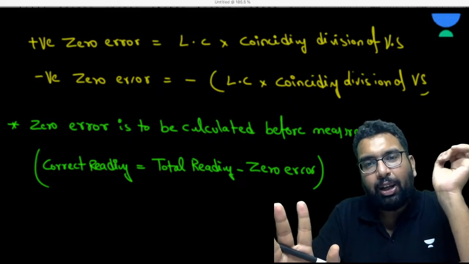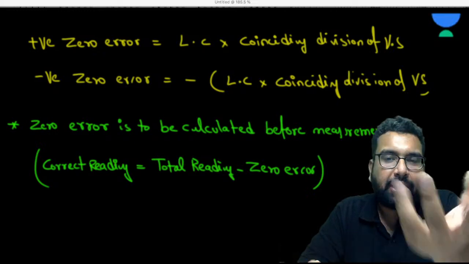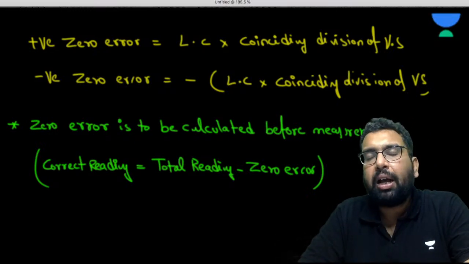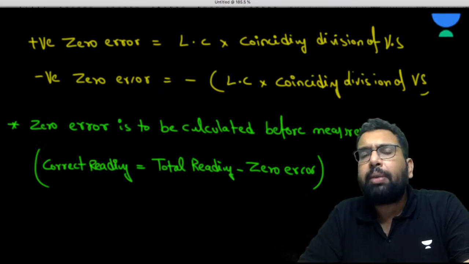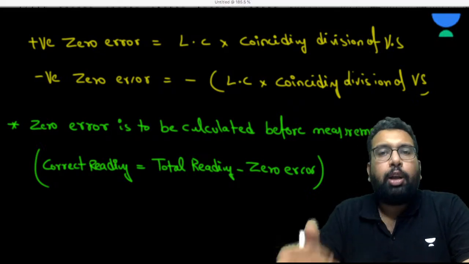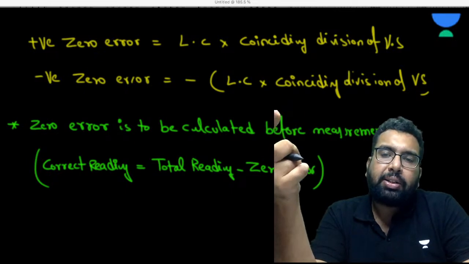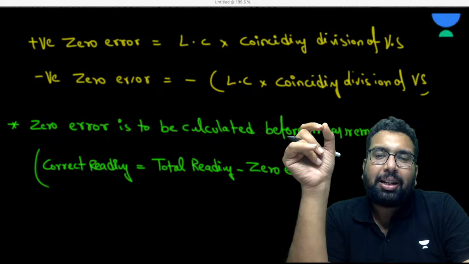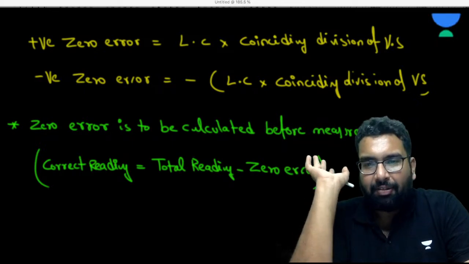Okay, right? So all you have to do is find the zero error, and then use this formula to get the correct reading. So you can remember: total reading minus zero error. Positive zero error, as the name suggests, has some positive value. Negative zero error, as the name suggests, is going to have some negative value.